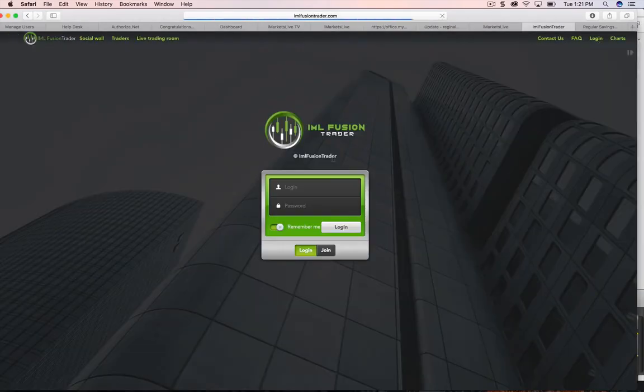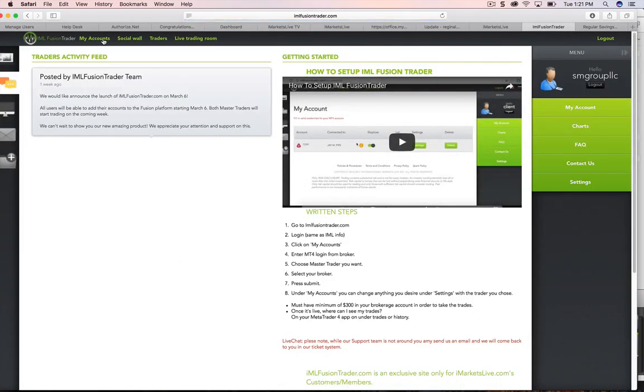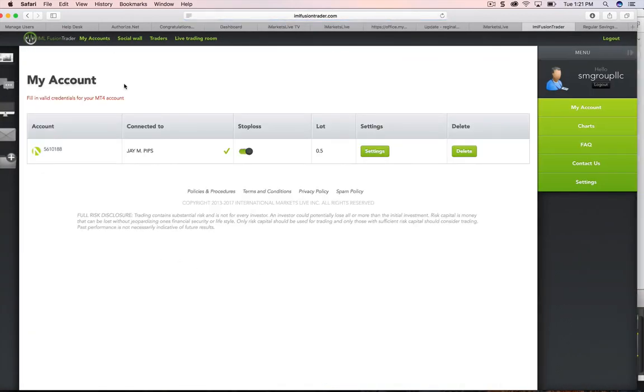Guys, I'm going to log in and just show you this. All right. So basically, here's how it works without showing too much information. I have my Oanda account, my broker account, connected here. I set my lot size, which is my risk, which you'll learn in the training. And basically, it's completely hands off at that point.